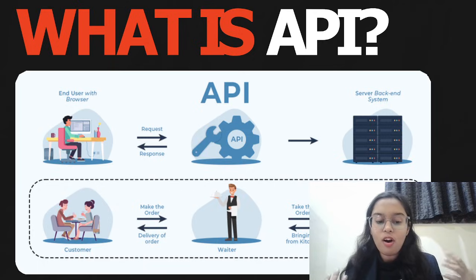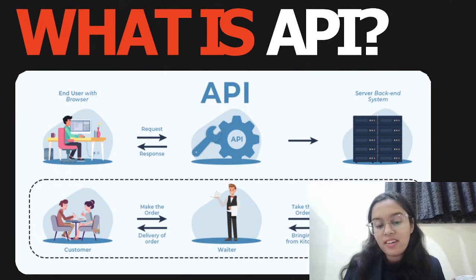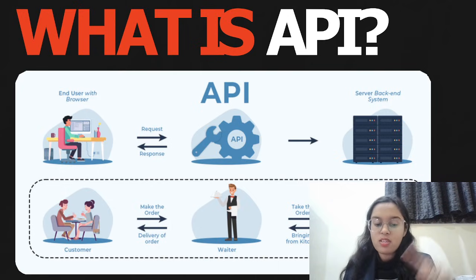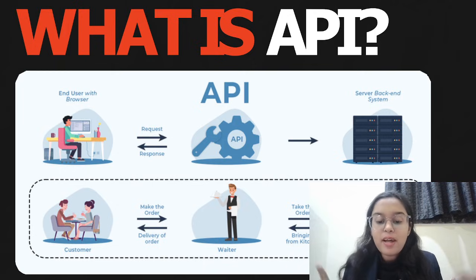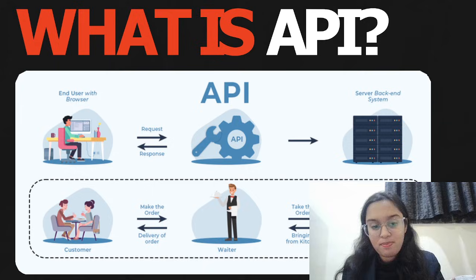Now, think of an API like a waiter in a restaurant. You tell the waiter what you need. The waiter communicates it to the kitchen and brings back your food. Similarly, an API sends your request to the server and returns data back to the application, as you can see in this picture here.